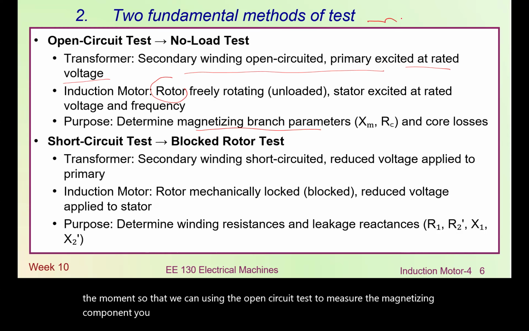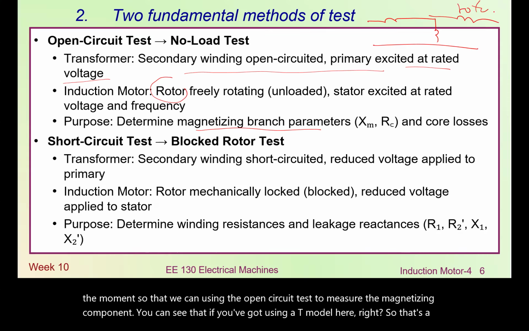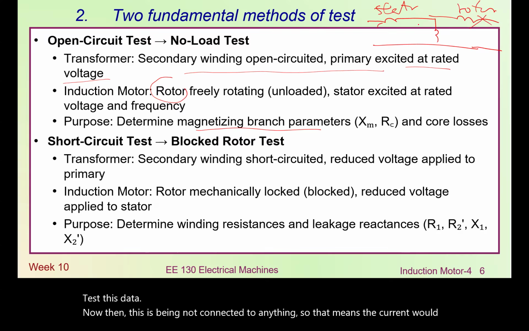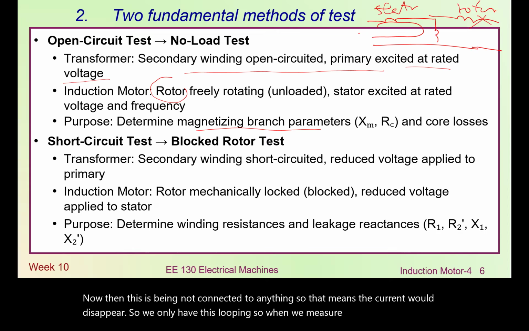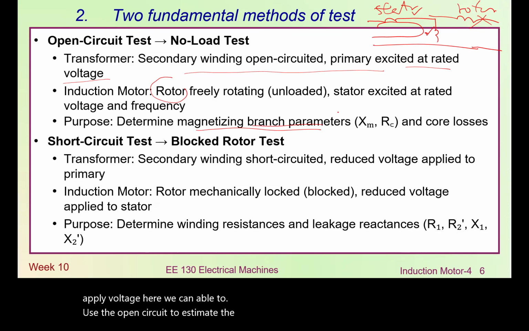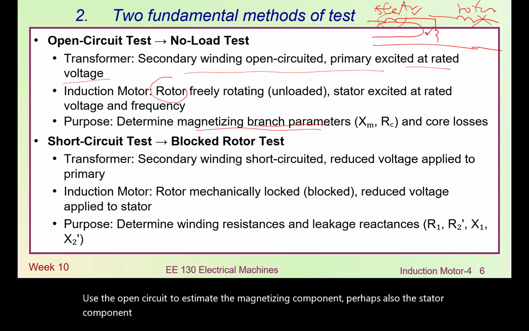You can see, if you use a T model here, that's the rotor and that's the stator. This side is not connected to anything, so the current will disappear and we only have this loop. When we apply voltage here in the open circuit test, we are able to estimate the magnetizing component, perhaps also the stator component, and then estimate the core losses. So that's how we do the open circuit test.